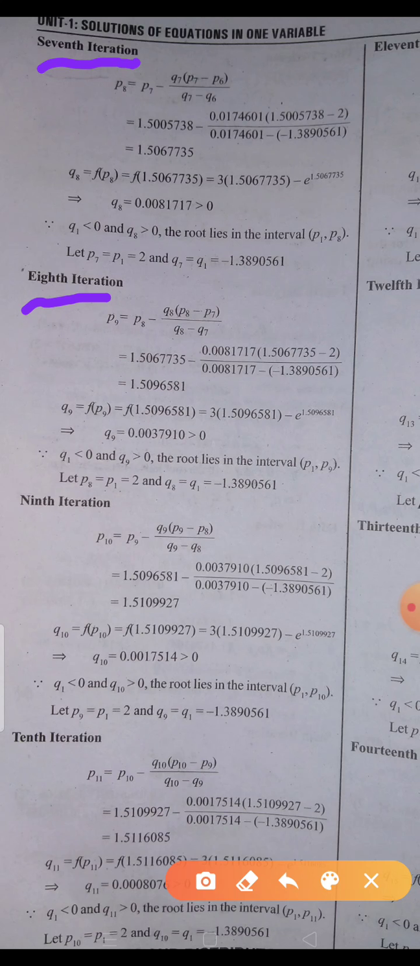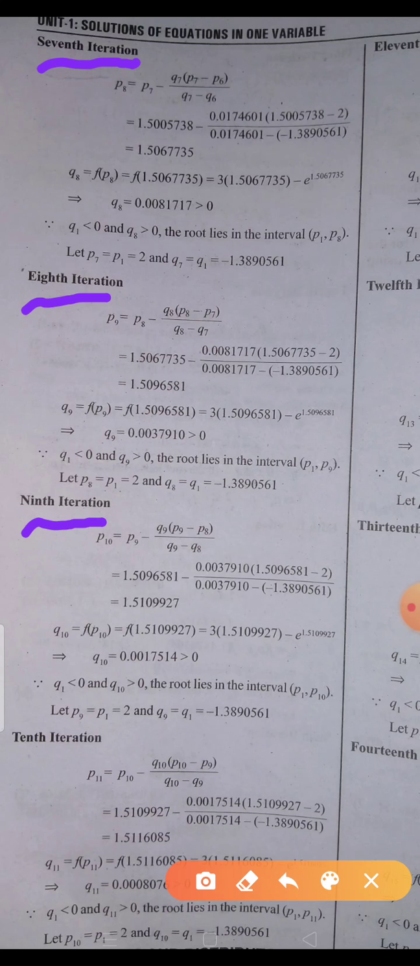Q9 is equal to f of P9, which is equal to f of 1.5096581, which is equal to 3 into 1.5096581 minus e power 1.5096581. This implies Q9 is equal to 0.0037910. This is greater than 0. Since Q1 is less than 0 and Q9 is greater than 0, therefore the root lies in the interval P1 comma P9. Let P8 equal P1, which is 2, and Q8 equal Q1, which is minus 1.3890561. Next, ninth iteration.